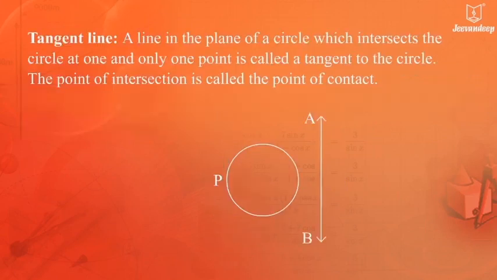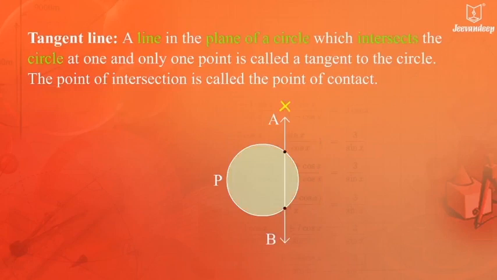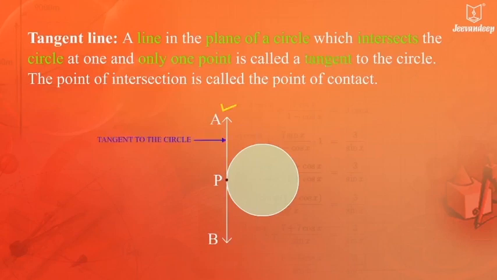Tangent line. A line in the plane of the circle which intersects the circle at one and only one point is called a tangent to the circle. The point of intersection is called the point of contact.